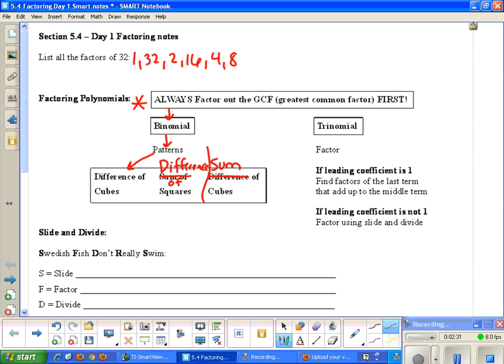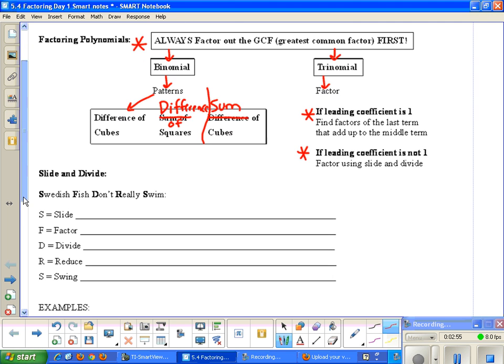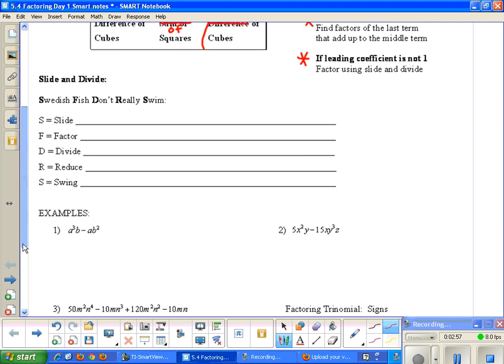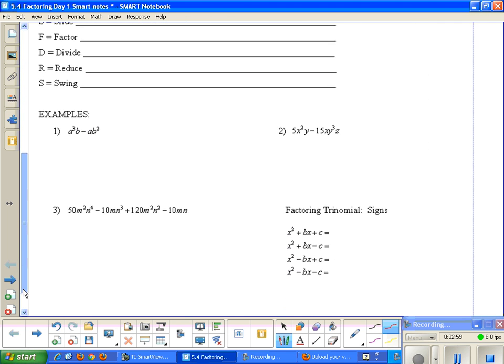Now, if it's 3 terms, then we can do something specific. So 3 terms is a trinomial, and that means we're going to factor it. So there's 2 different factorings. If the leading coefficient is 1, then you're going to find factors of the last term that add up to the middle term. If the leading coefficient is not 1, then we're going to use this specific method called slide and divide to factor. Now, I'm not going to talk about that right now, but I will get back to it once we get to some of those examples. So I'm going to skip over this part right here and get to some examples.